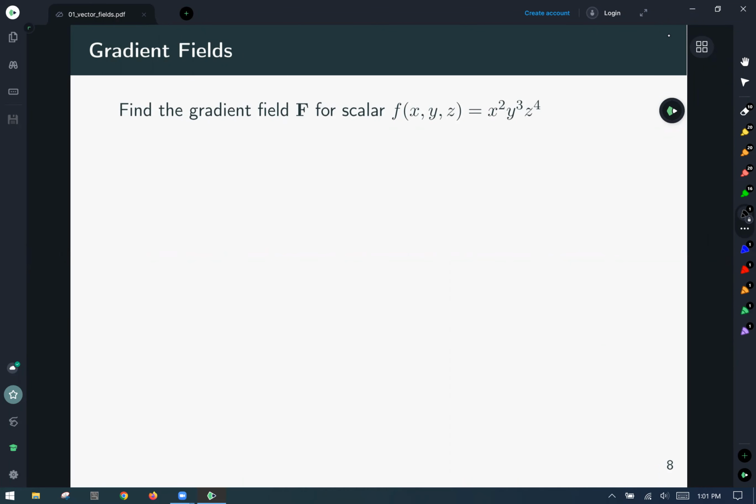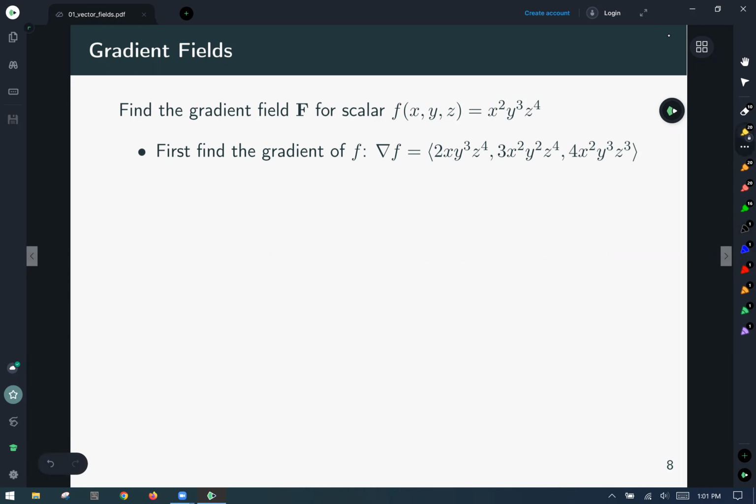Okay, so let's do an example. Let's say we're given a scalar function. Let's find the gradient field, capital F, associated with that scalar function. The first thing we'll need to do is calculate the gradient. So if we take the partial with respect to x of our function f, we drop down that 2 exponent on the x and leave everything else the same. Similarly, we can take the partial with respect to y, drop down the 3 exponent on the y, and subtract 1 to get y to the second power, and leave everything else the same. And last but not least, taking the partial with respect to z, we get that expression. And that's it, we're done. We've found the gradient field. It's just calculating the gradient vector.